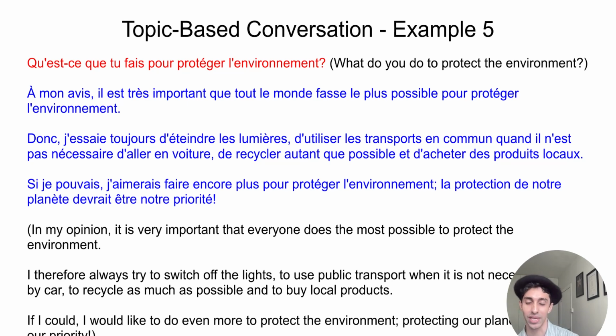I've used another si clause. Again, these are structures that can appeal to the examiners. So, si je pouvais, j'aimerais faire. That's a si construction, si followed by the imperfect tense and then the conditional tense. I've used the present subjunctive as well. Il est très important que tout le monde fasse le plus possible. Fasse is the present subjunctive from the verb faire.